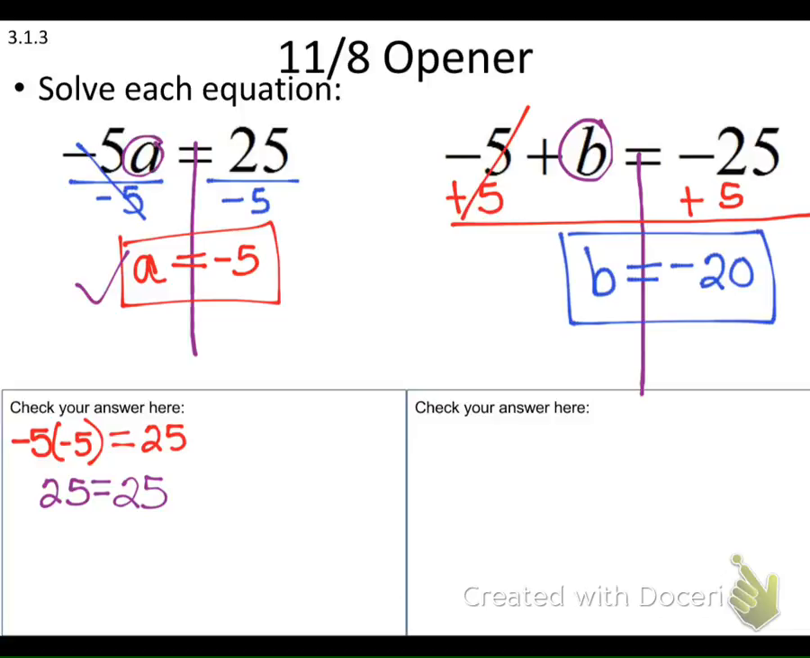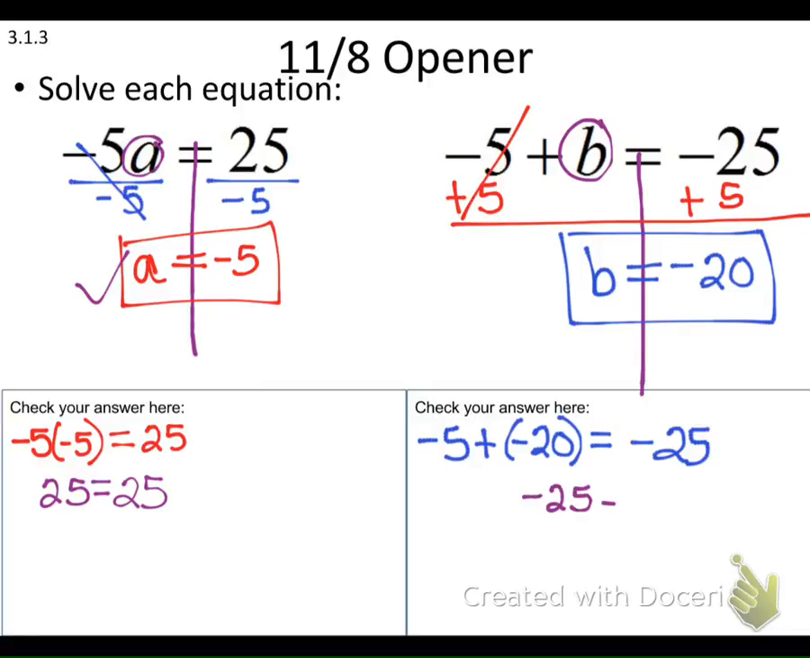Now I'm going to check my work. So I'm going to rewrite my equation, and this time what number am I going to substitute for B? -20. So I'm going to write it as -5 plus, I'm going to put the -20 in parentheses, equals -25. From here I simplify each side of the equal sign. So I'm going to look at my left side. What's -5 plus -20?